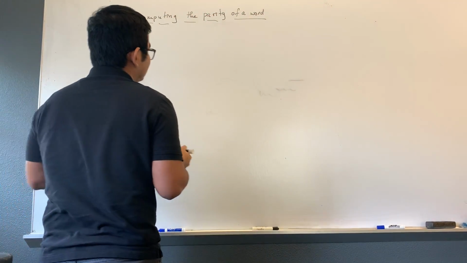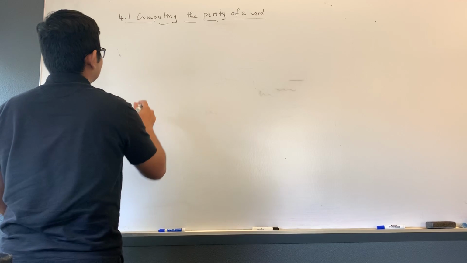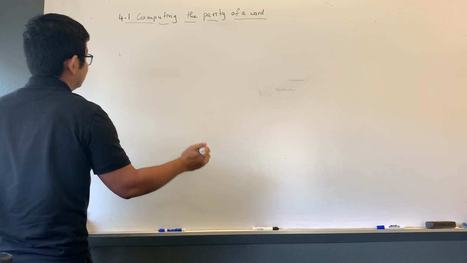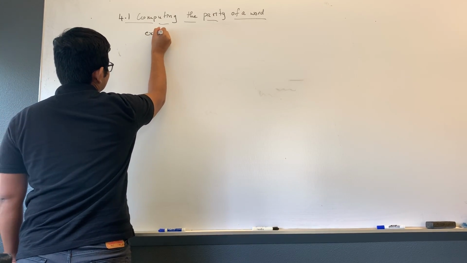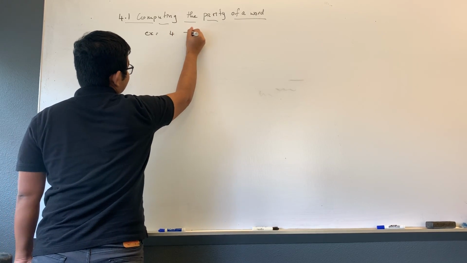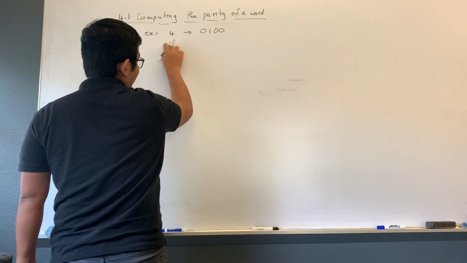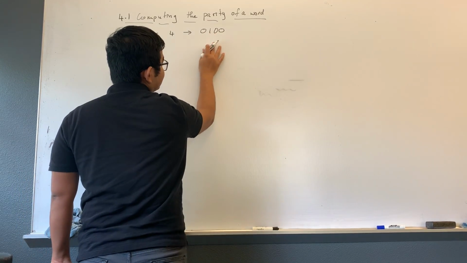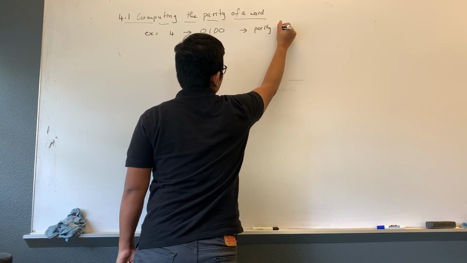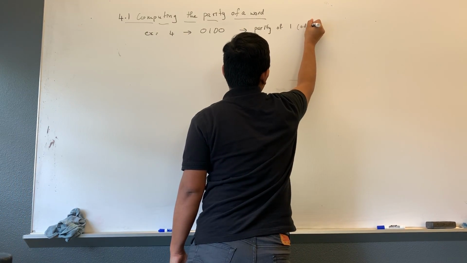So what is parity? Parity is a key term that defines whether a word has a parity of 1 or a parity of 0. For example, if we have the number 4, in binary we can represent this as 0, 1, 0, 0. Since 4 is represented as 0100 in binary, this has a parity of 1. I think some people call it odd parity.